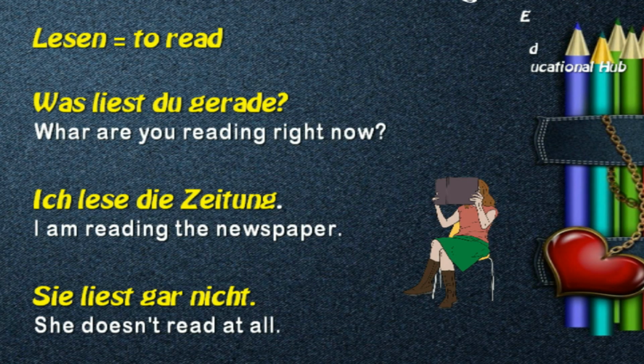Next one is here lesen. Lesen means to read. Was liest du gerade? Gerade means right now. So what are you reading right now? Ich lese die Zeitung. I am reading the newspaper. Sie liest gar nicht. Gar nicht means not at all. So she does not read at all.